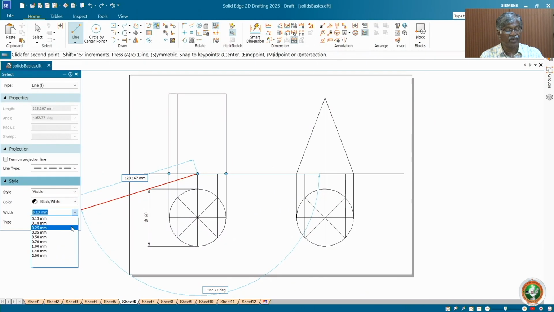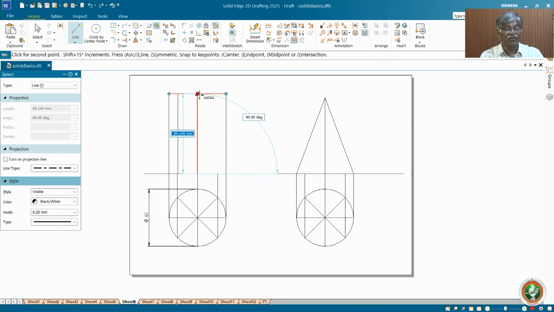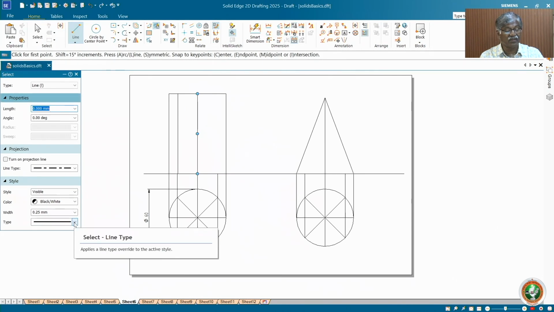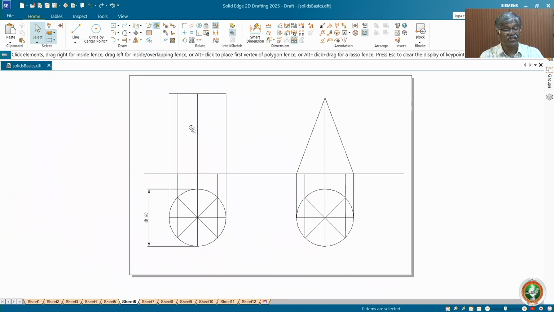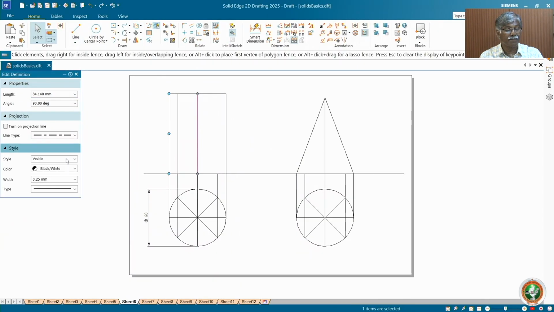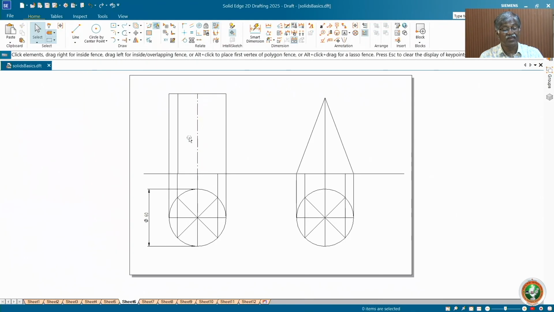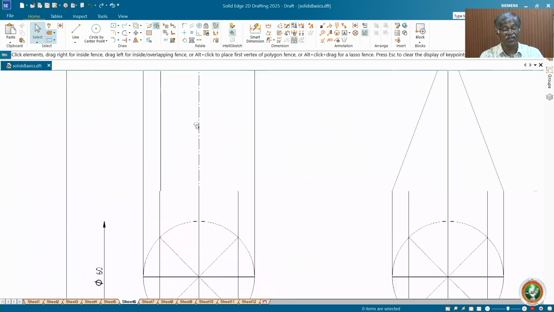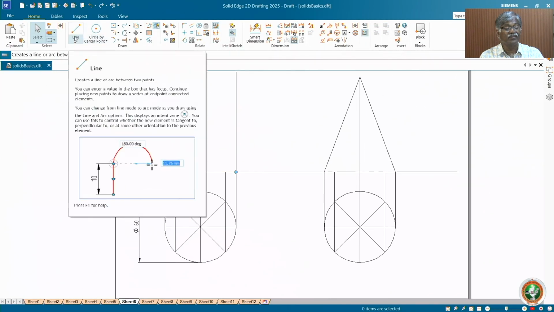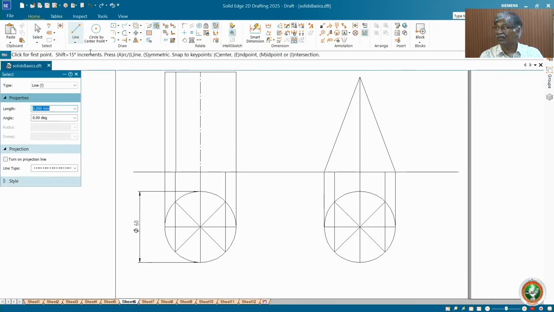That is common. There is no change in thickness for the axis. Now select, I think here I have to select both sides. Yes, see, it has come, the axis line. Now thick line, thin line you have to select.